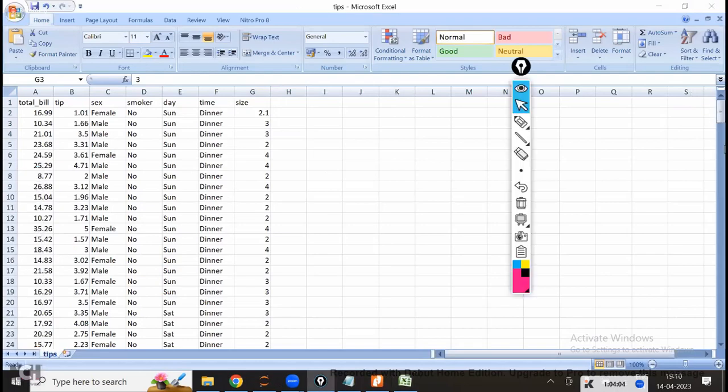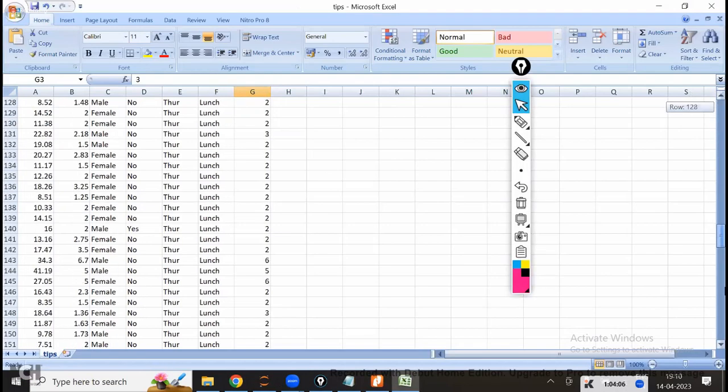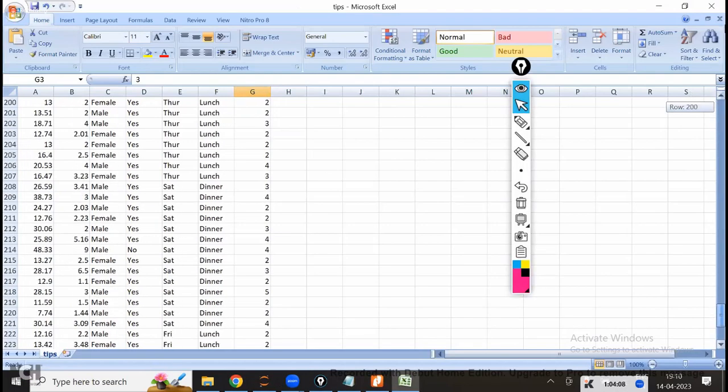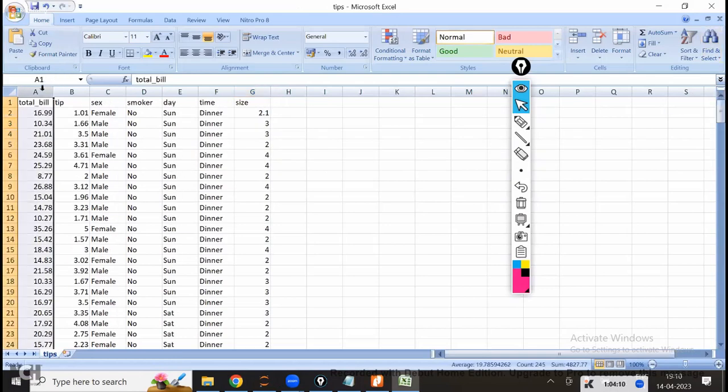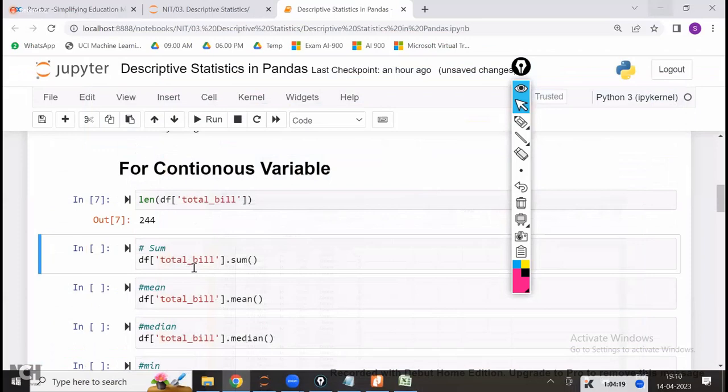This particular column has the entire 244 records. I want the average of this total bill. What is the average? First, I have to do the sum. After doing the sum, I have to divide by the total count. All right. Now the same thing. First, I'm going to do the sum.